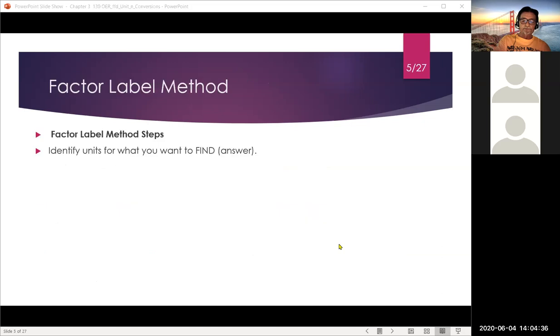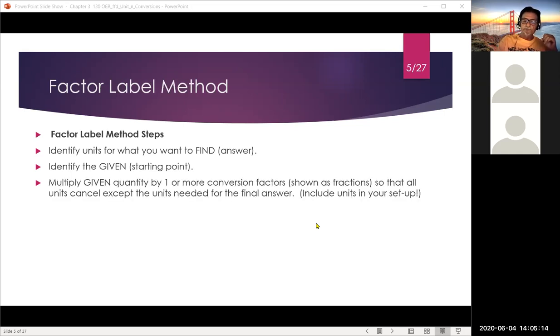Okay. So, for example, we utilize what's called the factor label method. Other names that they utilize is called dimensional analysis. Simply put, it's keep track of your units. Okay. So you're given the problem, identify the units that you're trying to determine. What are the units of your answer? That would be the first step to figure out how you're going to get there. Identify what you're given. The problem gives you X amount of whatever factor. Identify what you are given. That's your starting point. Okay.